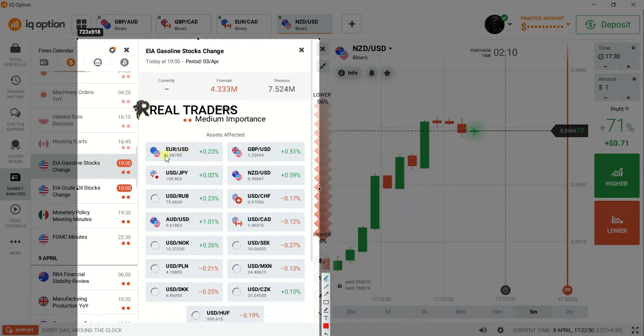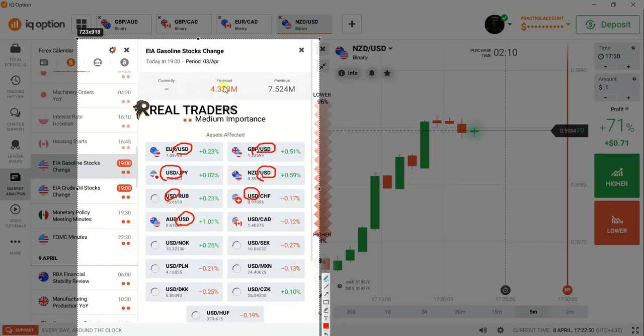We have a news in the USD pair because it is repeating here. You can see the USD pair is repeating in these areas. Okay, so we have a news on the USD. But what is the news?